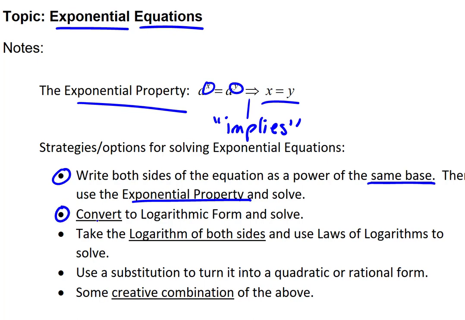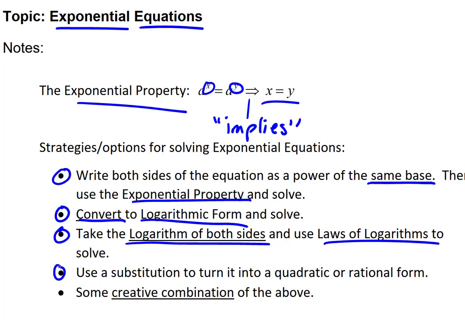Secondly, we might have to convert to logarithmic form and solve. We've practiced that already when understanding the definition of logarithms and how it relates to exponential expressions and equations. Or thirdly, we may need to take the logarithm of both sides and use the laws of logarithms to solve.